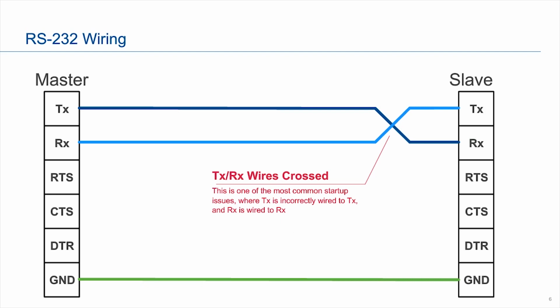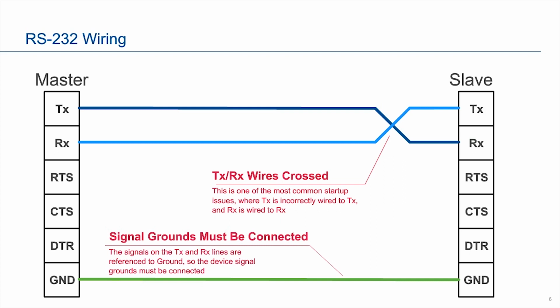The other issue that we see with 232, it is 3-wire. The signal grounds must be connected. The signal that's on the transmit and receive lines is referenced to the ground, and so it's really important that you have that ground connection made so that the signal can pass through correctly and be referenced to a common ground.